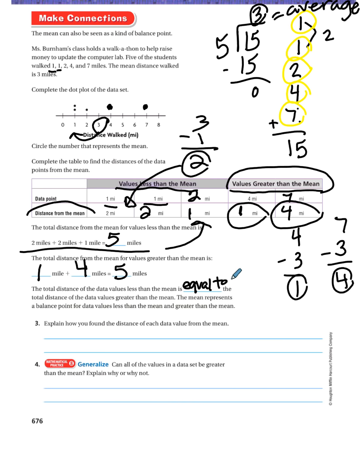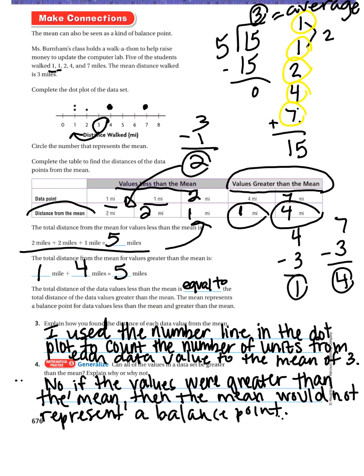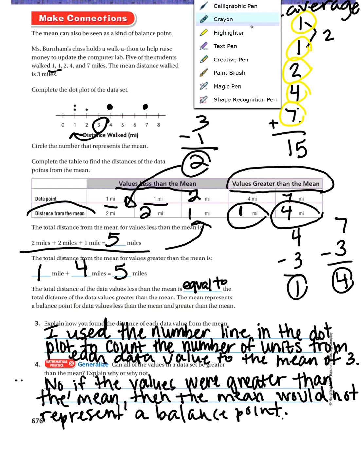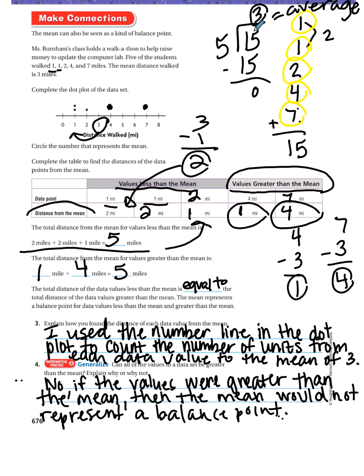Explain how you found the distance of each data value from the mean. I use the number line in the plot to count the number of units from each data value to the mean of 3.